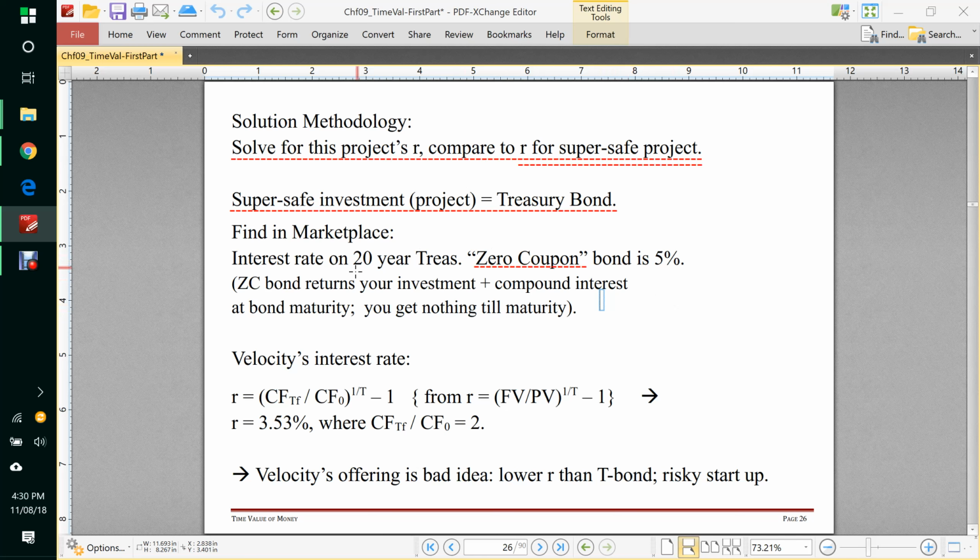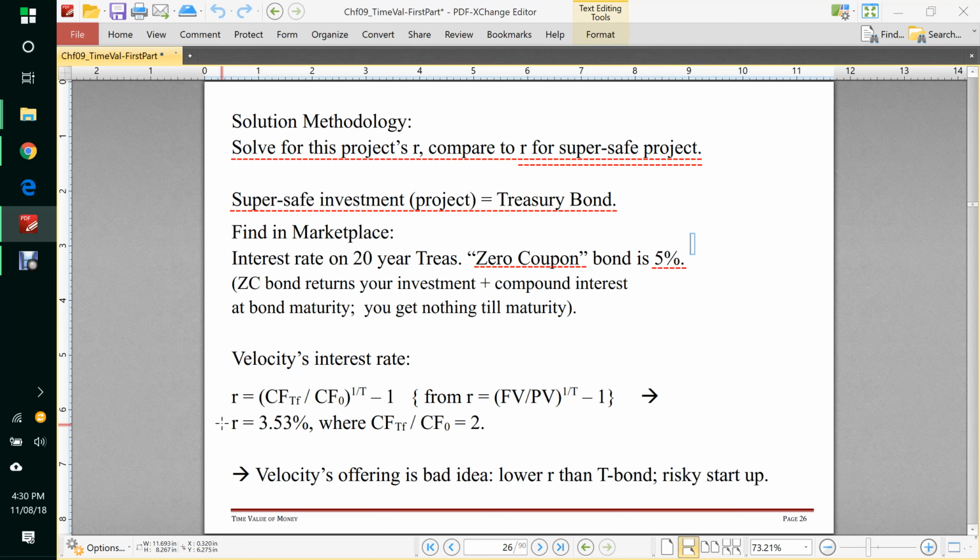So we go out and see for today a treasury bond that's going to mature in 20 years, pay us a blob of money in 20 years. We find the interest rate on that is 5%. So that's what we have to compare to. So Velocity, since they're a new firm and they might go bankrupt, they might steal our money and take it all to Aruba or something, they better have an interest rate that's much higher than 5%.